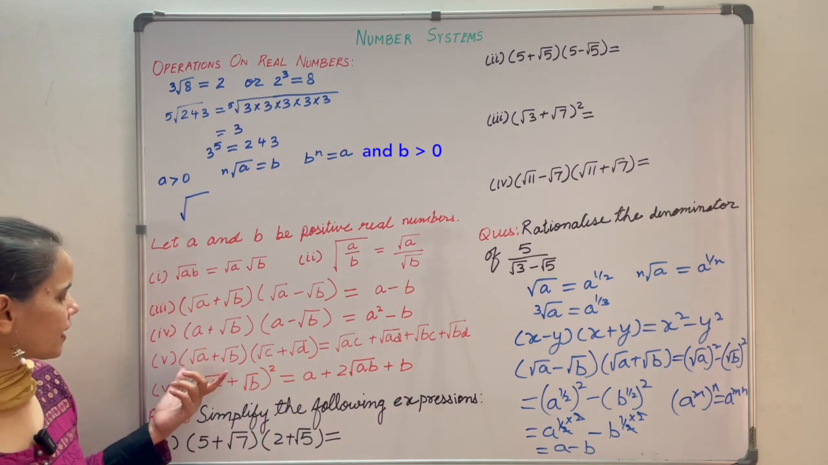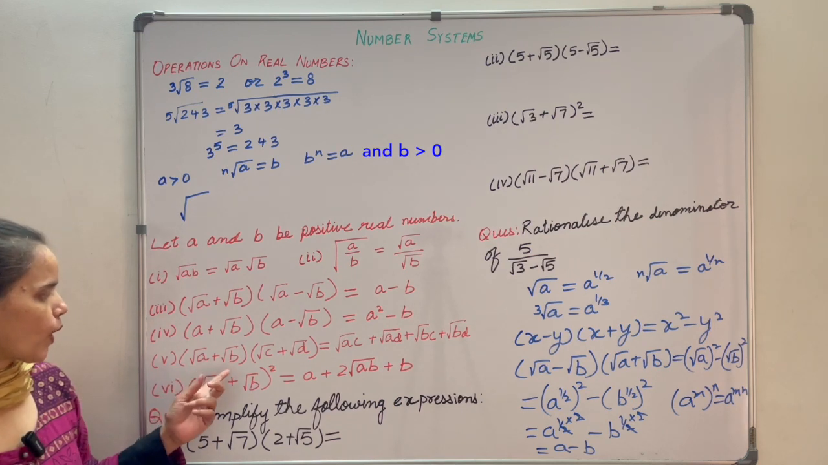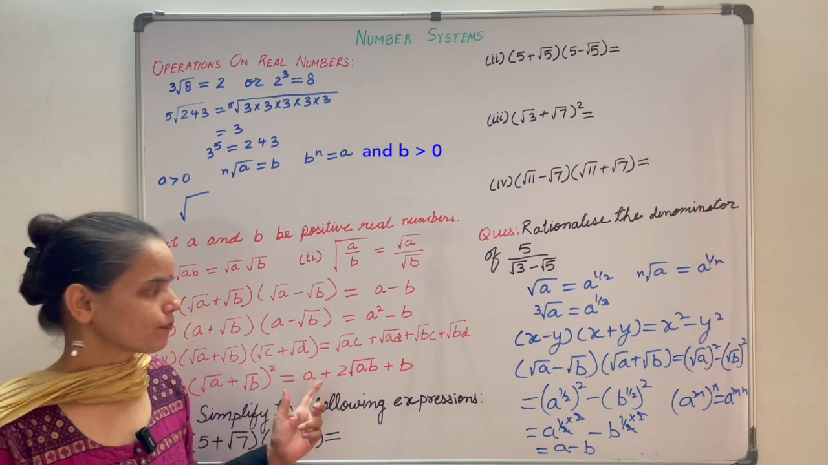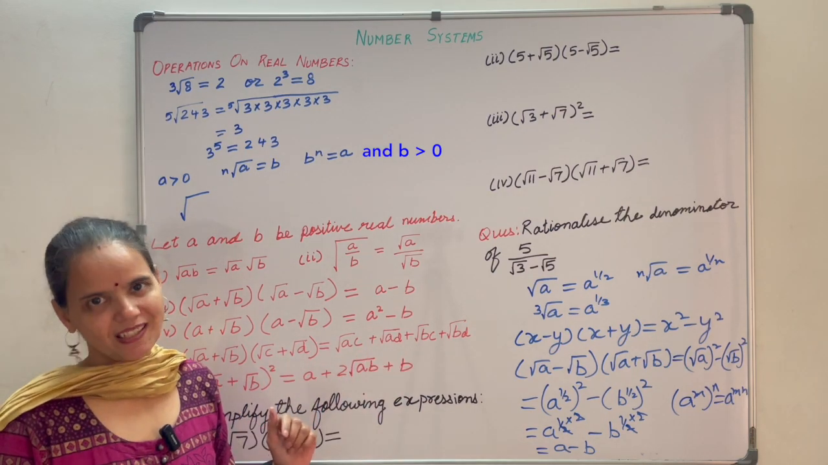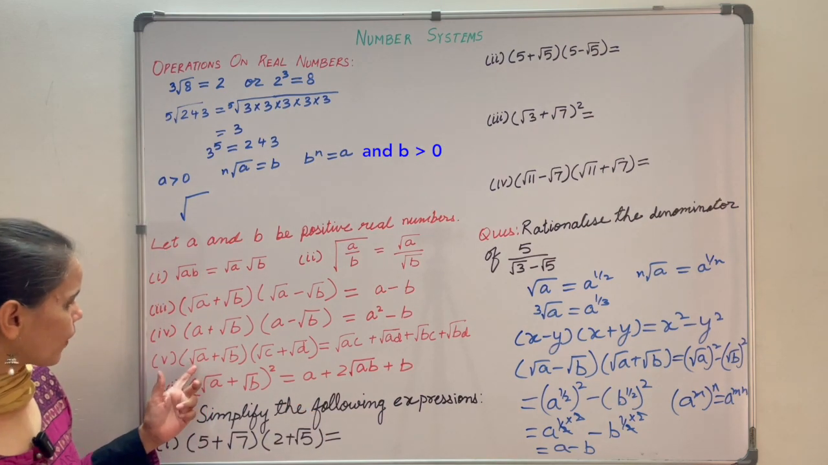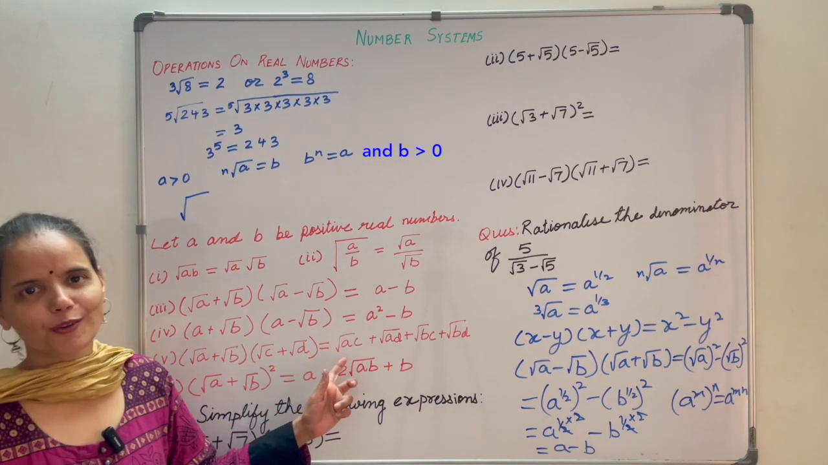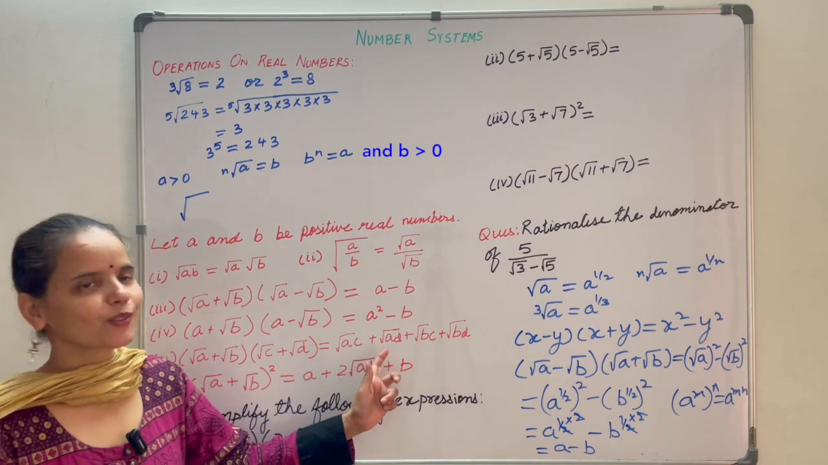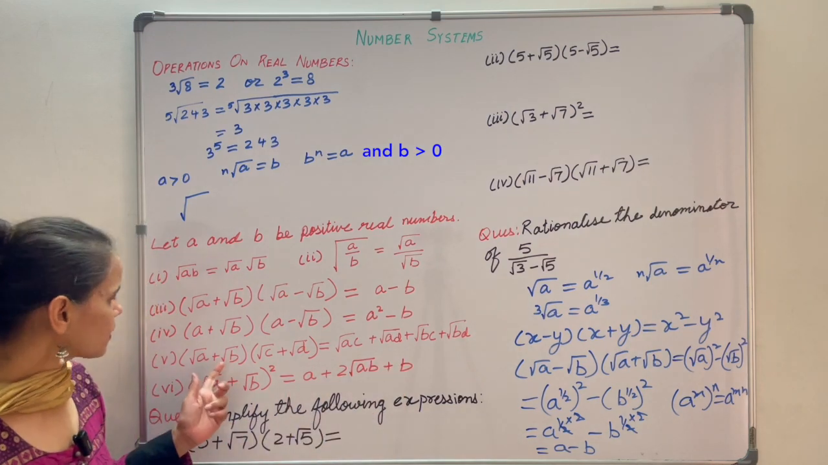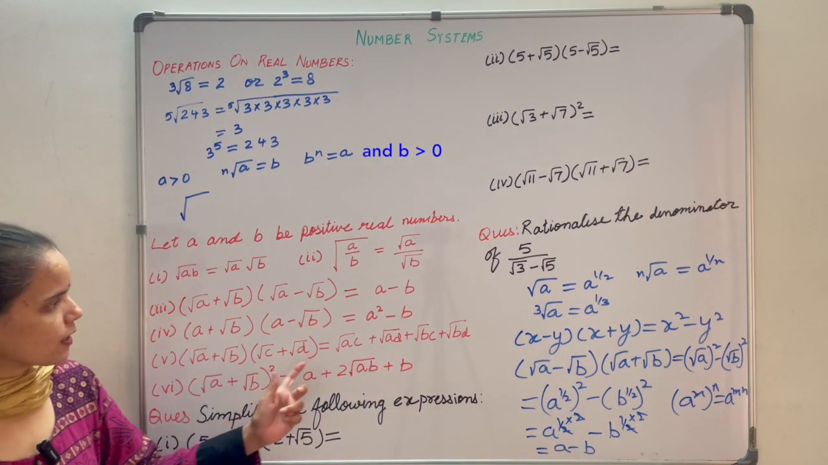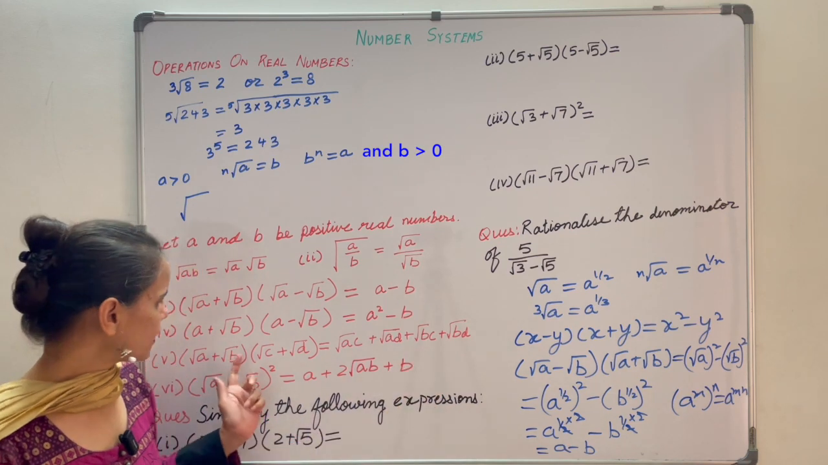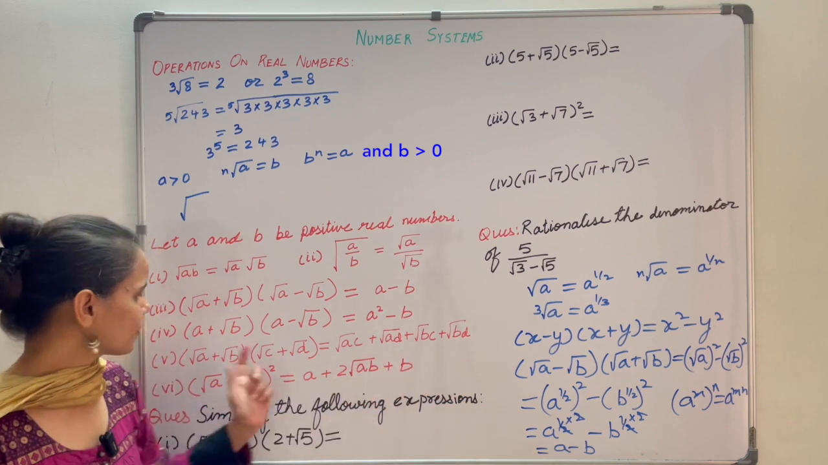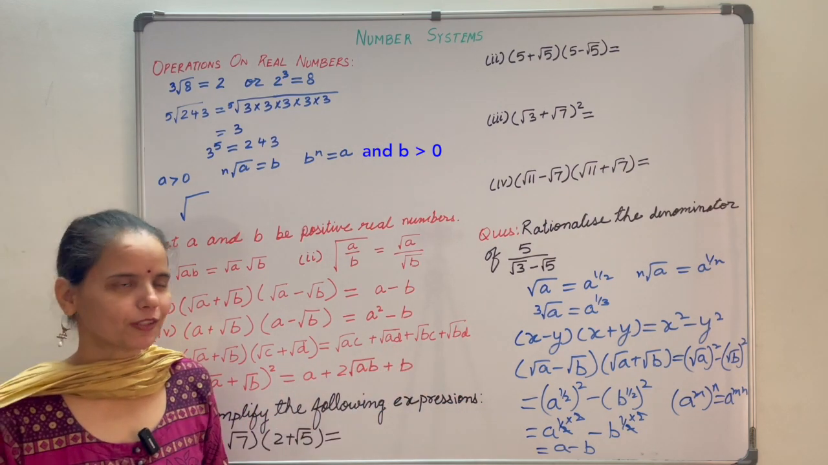Now let us move on to the next identity. Here inside the brackets you have square root of a plus square root of b, multiplied by square root of c plus square root of d. Here the distributive property is used. How? When you multiply square root of a by square root of c, you get square root of ac. Then square root of a times square root of d gives square root of ad. Then square root of b into square root of c gives square root of bc. Then square root of b times square root of d gives square root of bd. So this is how you get it using the distributive property.